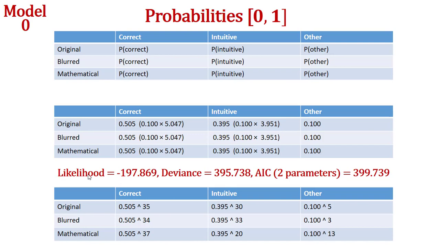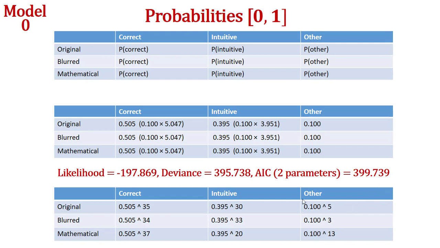gives us the measurements of the fitness of model 0. So we've got the likelihood, which is minus 197.869, the deviance, which is minus 2 times the likelihood, and the AIC, which takes into account the deviance but then penalizes for the number of parameters. Here we've got 2 parameters, so the penalty goes, the AIC goes from 395.7 to 399.7.